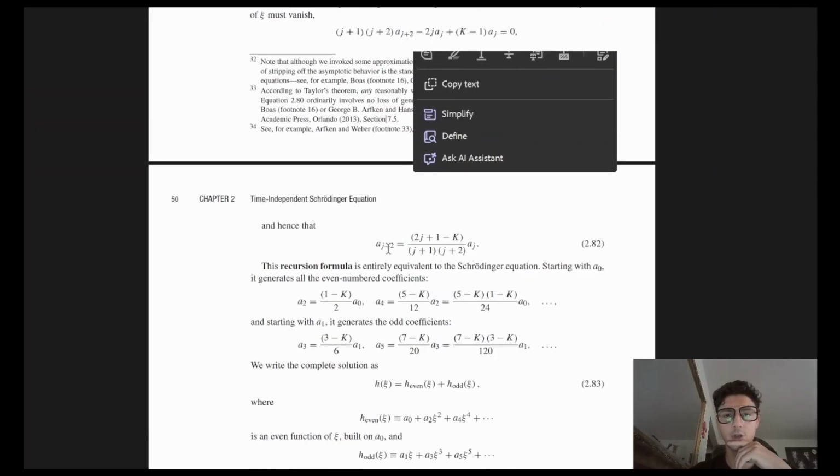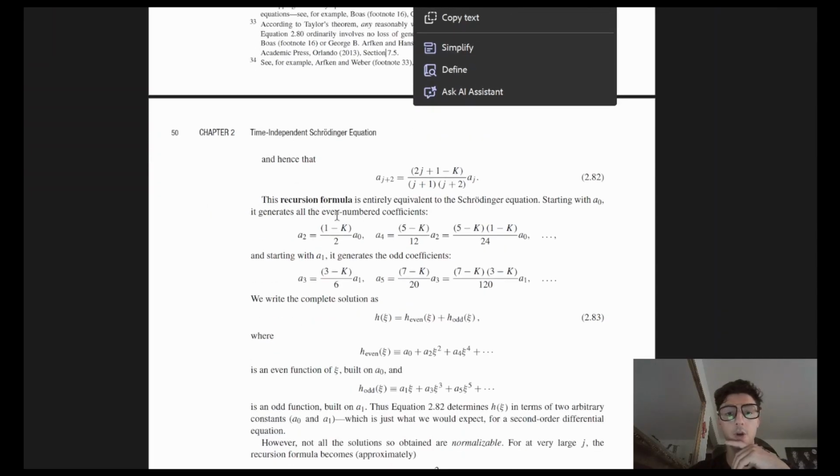So this a_{j+2} is in terms of a_j. If you have a_j, you can fabricate a_{j+2} using all of this here and the energy. Its recursion formula is entirely equivalent to Schrodinger's equation. Starting with a0, it generates all the even numbered coefficients. So with a0, you plug it into here, you get a2. You have a2, you plug it in here, you get a4.